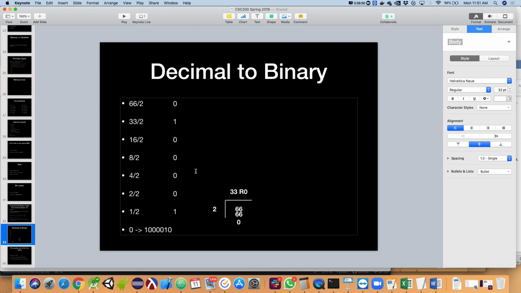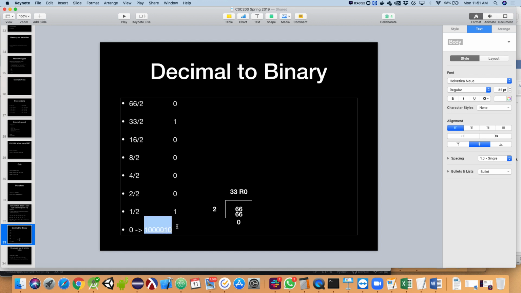What's the pattern again? You take your starting number and divide it by the base you're trying to convert it to. In this case, we're going to binary, so I'm dividing it by 2. You record the quotient, and you record the remainder. Take your quotient, divide by 2, record that quotient, record the remainder. Quotient divided by 2, record the quotient, record the remainder. Then at the end, you read your remainders from bottom up, and that's your answer.